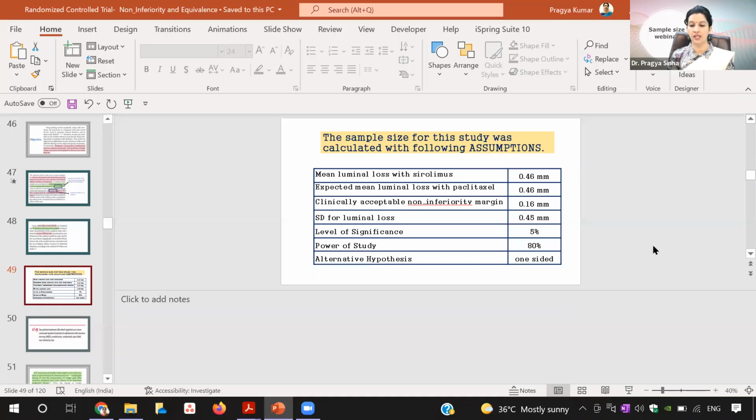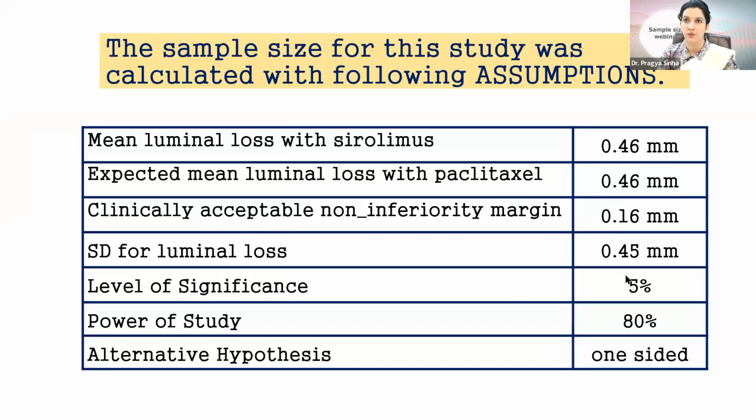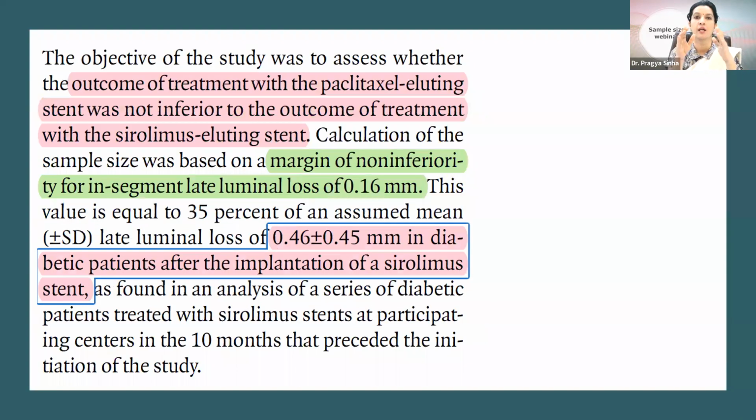If the author has not explained anything, in this case, if you go back, 0.46 was the luminal loss with sirolimus. So this author has accepted that the newer treatment will have not more than 0.16 of the existing one. So the null hypothesis will be that both treatments are the same, and the alternative hypothesis will be that there will be a difference of 0.16 between the two.